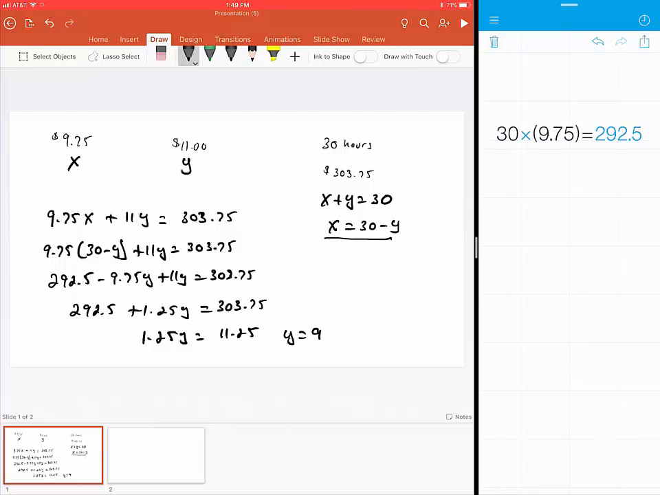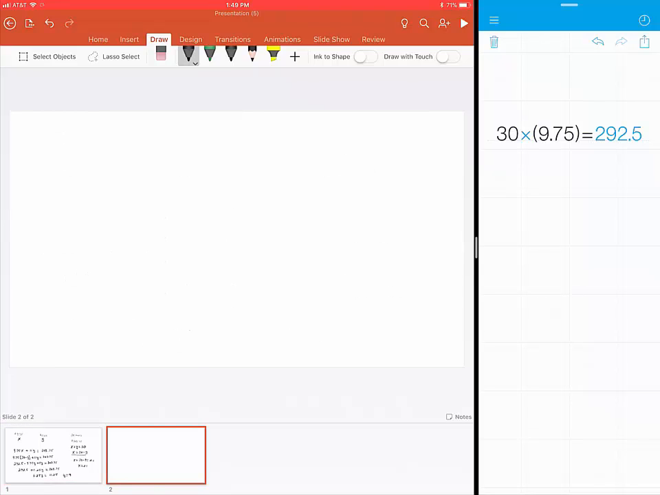And so we know that the total amount of hours was 30. So what we can do is simply subtract. If we do that, we get that he worked for 30 minus 9, which is 21 hours as a security guard. Let me just put this here: X is equal to 21, Y is equal to 9.